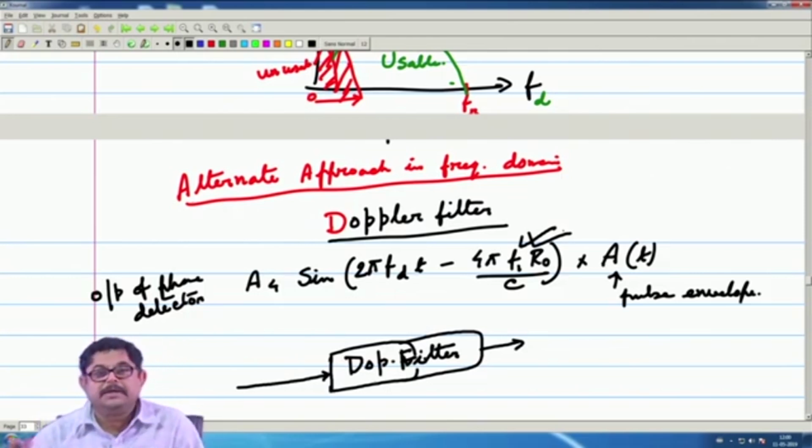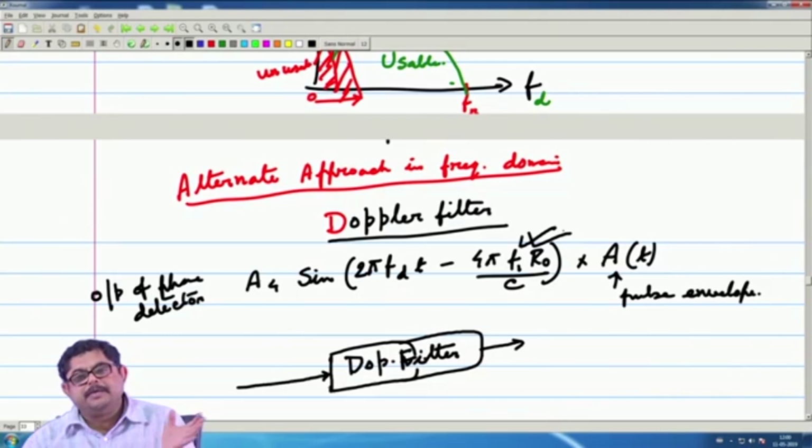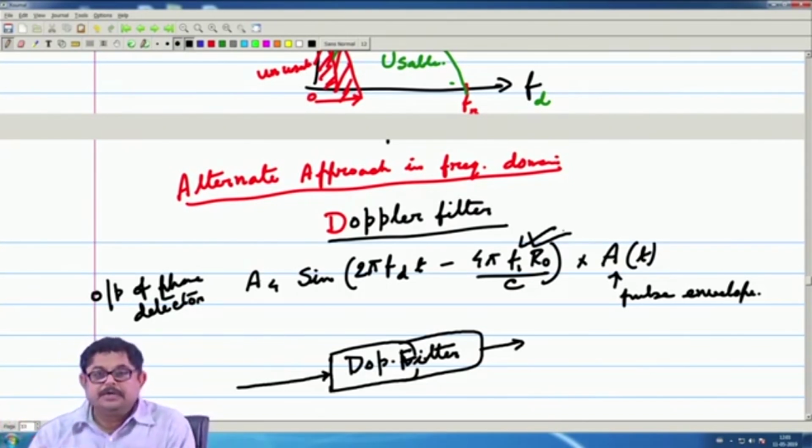And also what happens is that if you have a large Doppler filter bandwidth, then a lot of noise will come and you will ultimately suffer in detection. So, this is a problem. You see that if you have a filtering here, then the problem is the range information is getting distorted.